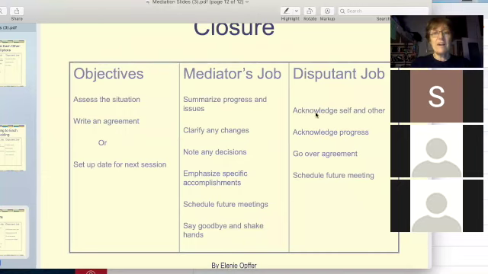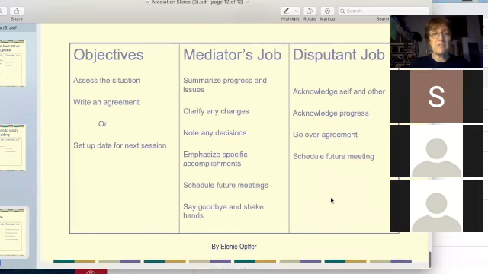Okay. Acknowledging yourself and others is what the disputants are doing. They acknowledge their own progress so they can feel like they had made an accomplishment and feel good about themselves. They'll be going over the agreement, and then they'll have any future meetings scheduled.